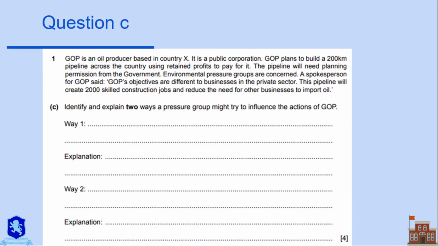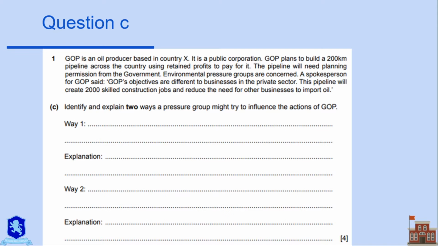Now let's review question C. It's a 4-mark question. Usually you will be asked to identify and explain 2 things in the context of the business. So in this case, there would be 2 marks for knowledge and 2 marks for application. So what do we mean by application? It means that we want a reference to the business mentioned in the case study to appear in your explanation. For example, identify and explain 2 ways a pressure group might try to influence the actions of GOP.